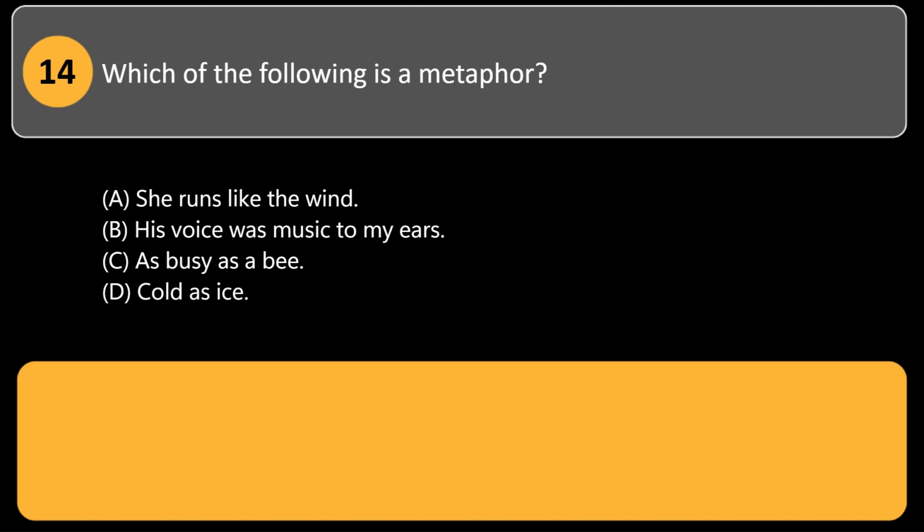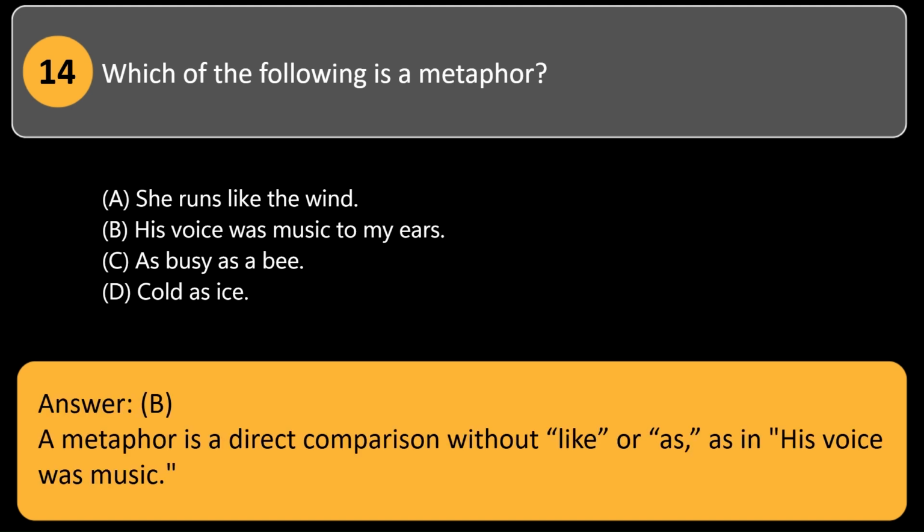Which of the following is a metaphor? A. She runs like the wind. B. His voice was music to my ears. C. As busy as a bee. D. Cold as ice. Answer, B. A metaphor is a direct comparison without like or as, as in "his voice was music."